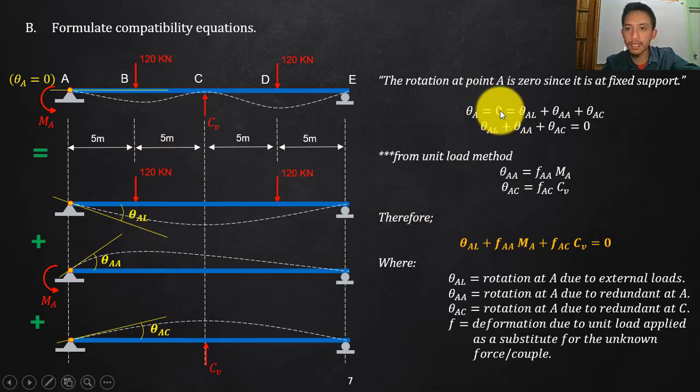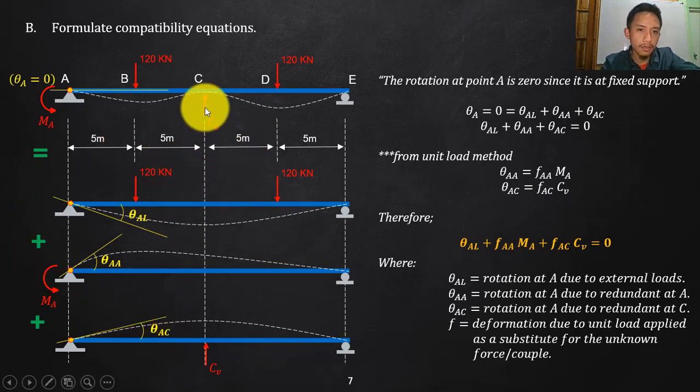So again, I will satisfy that if I summate all these rotations from the external loading, from the redundant M sub A and then redundant C sub V, you should end up with 0, because that is originally a fixed support. That is where we are using this idea in your original beam or indeterminate structure. So again, you need to consider here sign conventions. I consider that clockwise is positive and counterclockwise is negative.